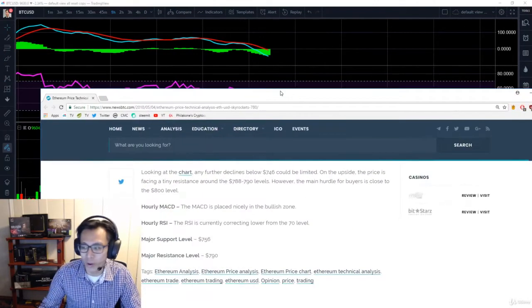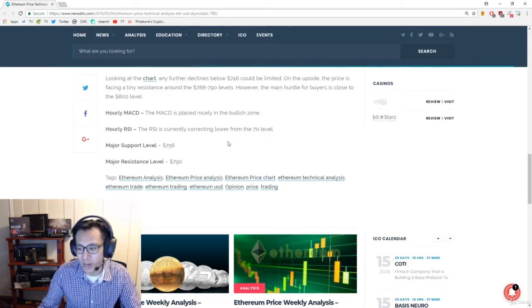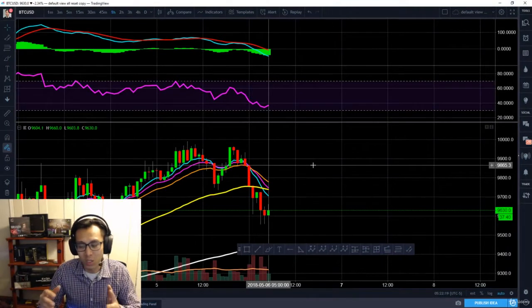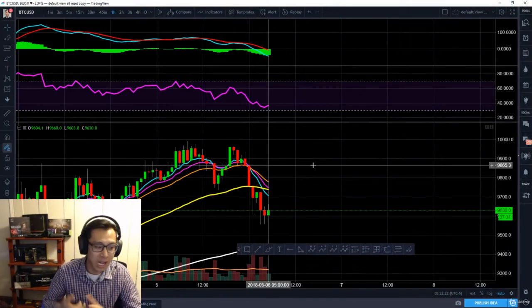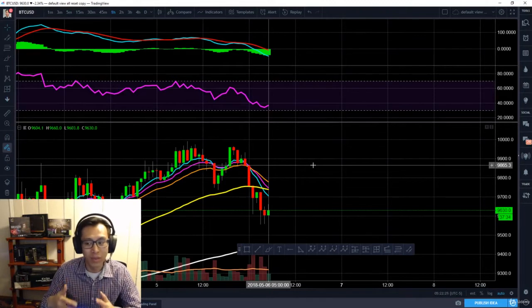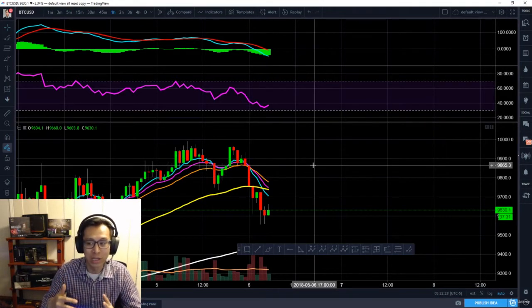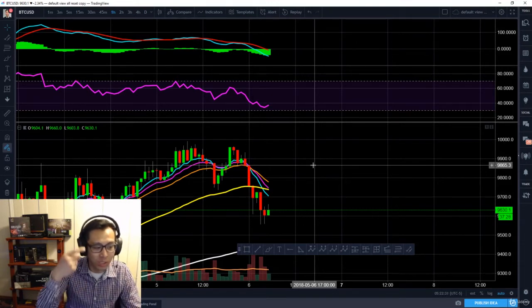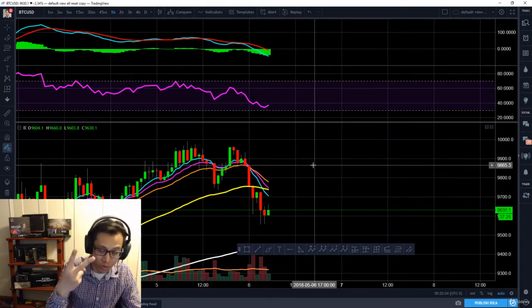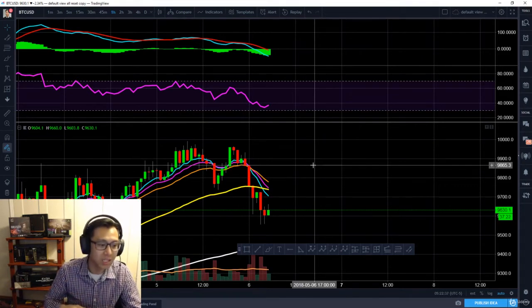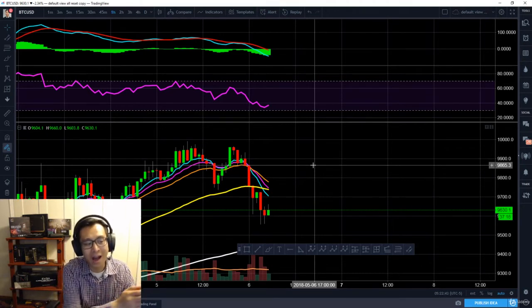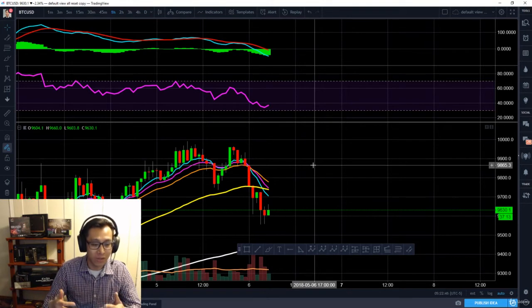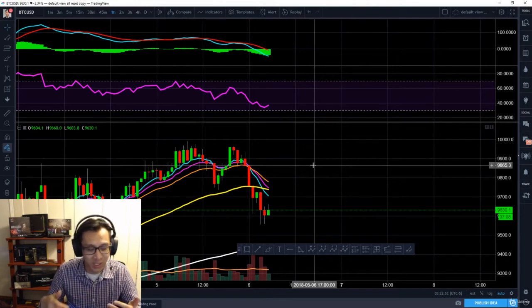And then they're also talking about the RSI right here. The RSI is currently correcting lower from the 70 level. The RSI is called the relative strength index, and that is a gauge of the momentum in the market and how much strength there is. There are two types of indicators, like I mentioned. One is called a lagging indicator, and the other one is a real-time indicator. The lagging indicator is not as reliable because it's taking the previous sample as an average, and because of that, a lot of the time when it shows something, it has already happened and it's a little bit too late.